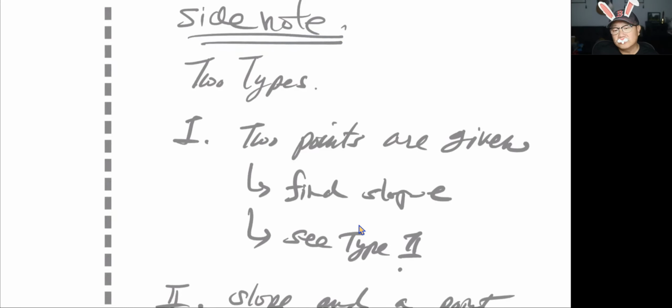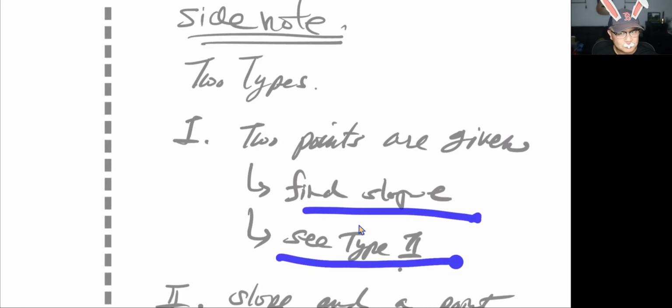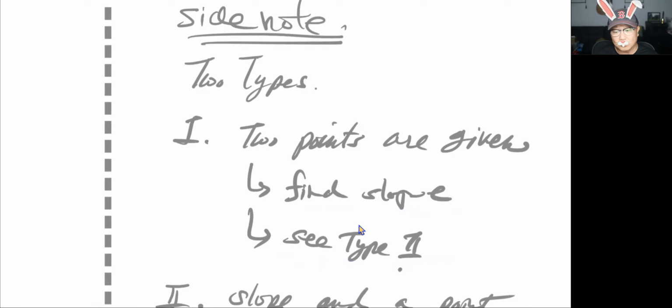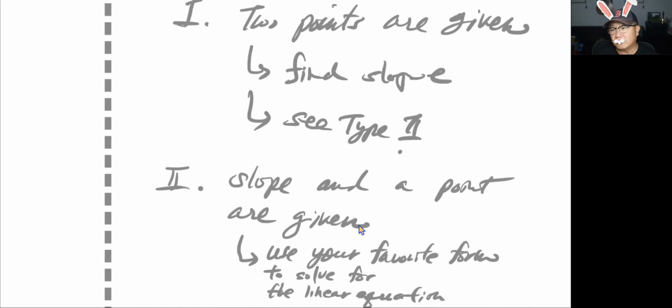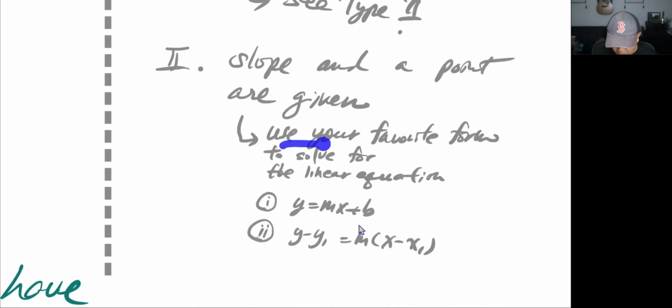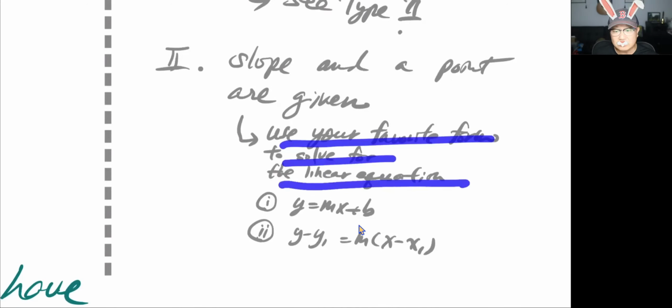So we got two types. First type is you got 2 points are given. Immediately you're going to find slope. And then type 2, because once you make a slope, you have a slope and a point. So the second type is that they'll give you a slope and a point like this one. Well, almost. The point that they give here happened to be the y-intercept, which could be interpreted as a point. So when you have a slope and a point, use your favorite form to solve for the linear equation.